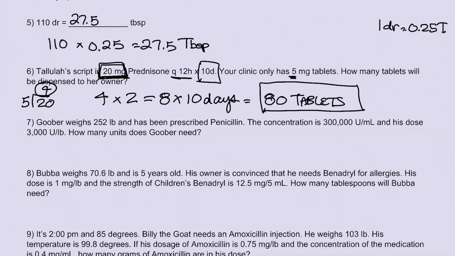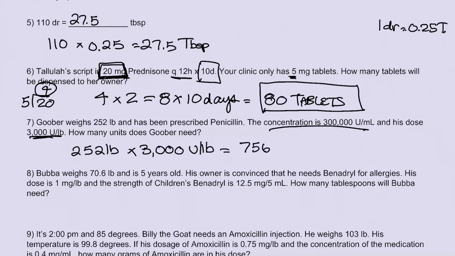So all we're going to have to do for this one, again, they gave us some extra information. This is extra because we already know the doctor already told us he needs 3,000. That's how much he needs for that particular weight. So I'm just going to take 252 pounds multiplied by that 3,000 units per pound. And that is going to give me 756,000 units. And that's how much Goober needs.